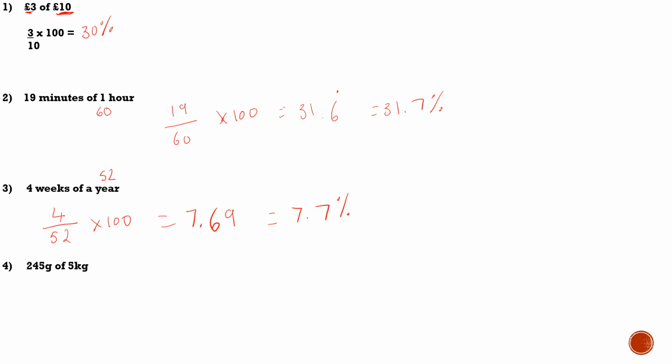And our last one is 245 grams of 5 kilograms. So we need to convert the kilograms to grams, so that's going to be 5,000. So I'm going to do 245 over 5,000 and then times whatever I get by 100. That's going to give me 4.9%.